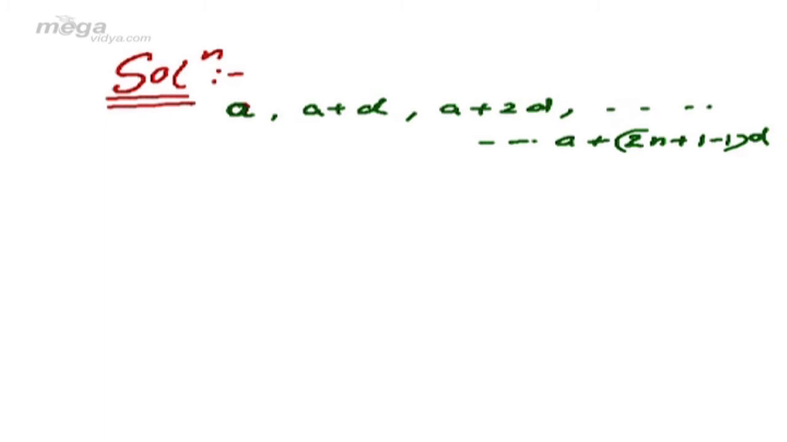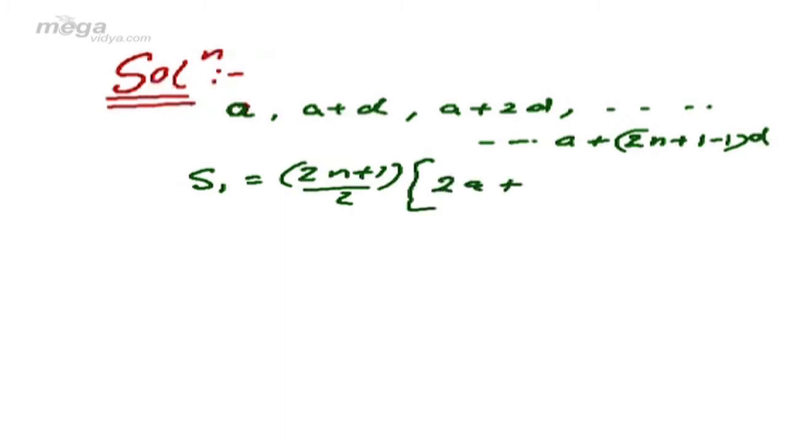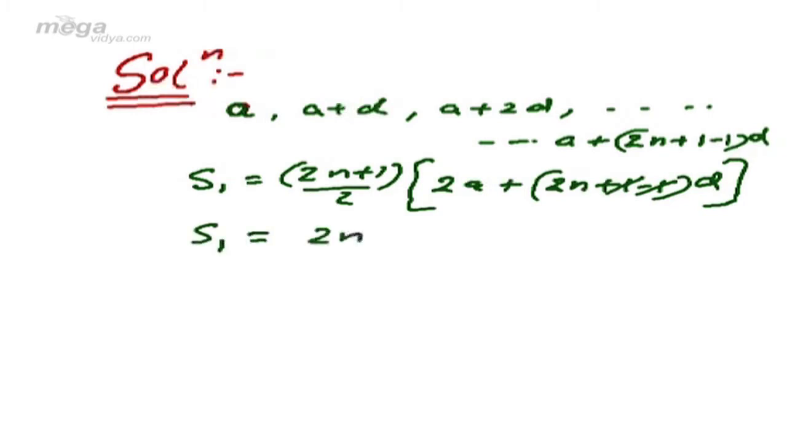It means in the AP, 2n+1 terms are given. The sum of these terms is S1, and this is equal to (2n+1)/2, because you know the formula is n/2 times [2a + (n-1)d], it means 2n+1 minus 1, then 1 and 1 get cancelled. We get S1 is equal to (2n+1) into, here this is 2nd and this is 2a. Now you can take 2 common, it gets cancelled by this, we get (a + nd). This is the value of S1.